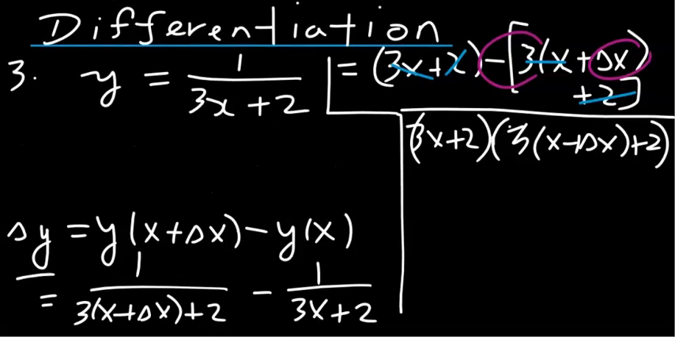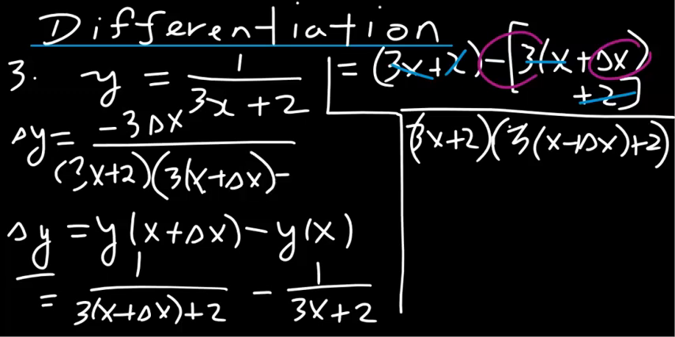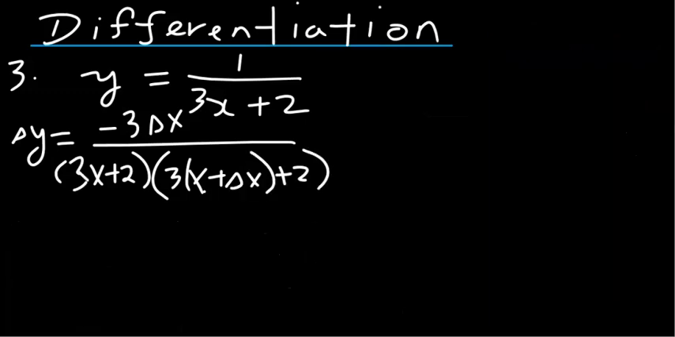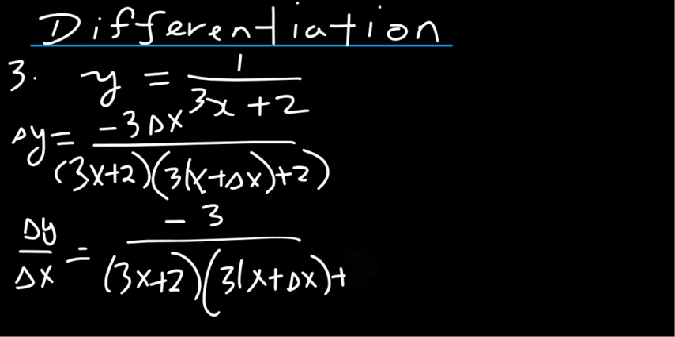So this delta y will simply become minus 3 delta x over 3x plus 2 times 3 times x plus delta x plus 2. That means this ratio delta y over delta x is minus 3 over 3x plus 2 times 3 times x plus delta x plus 2.